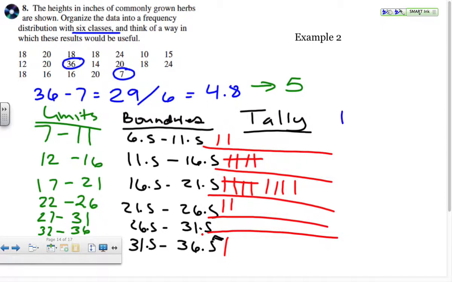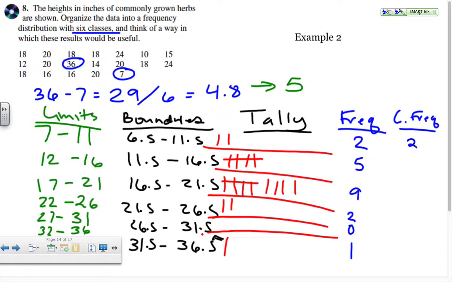Now let's look at my frequency. I just add up my tallies: 2, 5, 9, 2, 0, and 1. And then my cumulative frequencies, I can add them up. 2 plus 5 is 7, 7 plus 9 is 16, 16 plus 2 is 18, 18 plus 0 is 18, 18 plus 1 is 19. And now we have made a frequency chart.